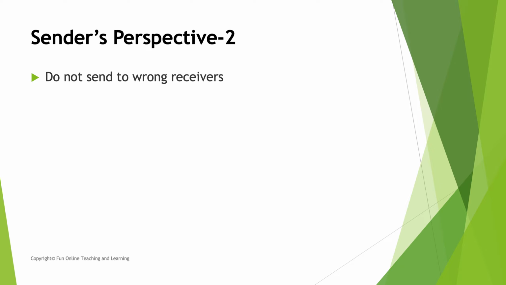Let's continue. Do not send to wrong receivers. Well, you don't know who is married to whom, what the company politics are, so always check your To and CC, and what you say in the email and your attachment. Actually, I'm going to recommend a structure for how to write your email.